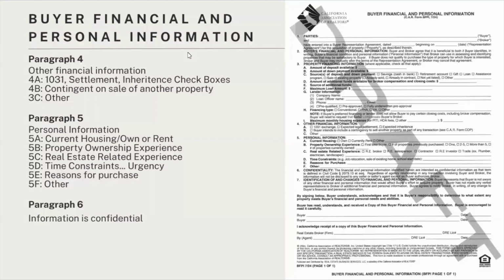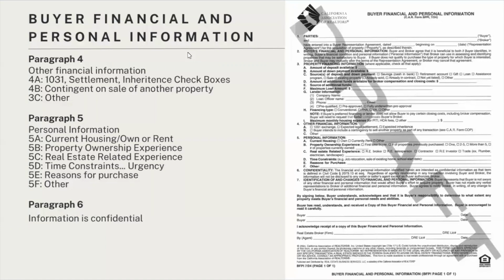If they're not in the real estate industry, even if they are in the real estate industry, they may not understand what's going on in the current conditions. Time constraints, urgency, if there's something, they've got to get the kids in school, starting a new job, having an understanding of what kind of time constraints or issues they may have. Reason for the purchase. Why are you buying? Why are you coming to Lake Arrowhead? And then 5F would be other, anything else that they would like to share of a personal nature.